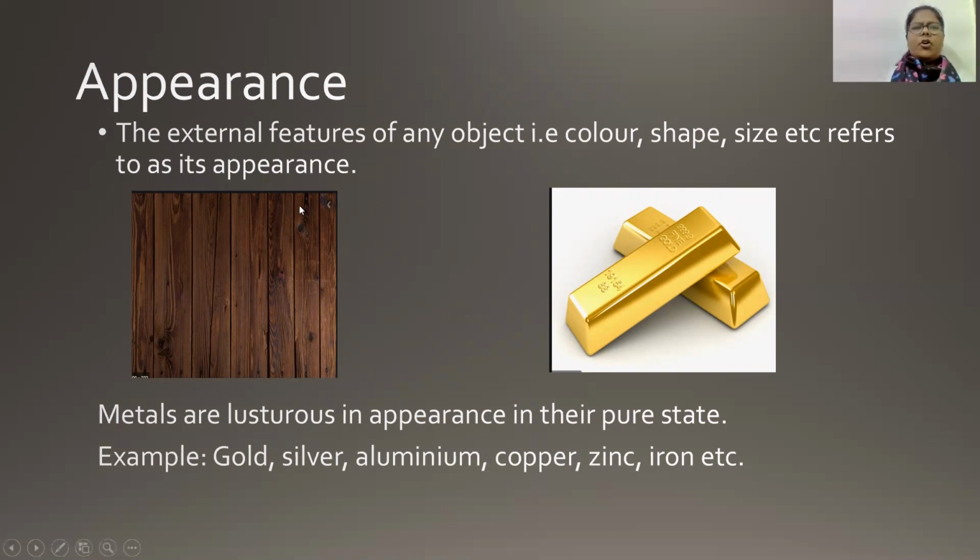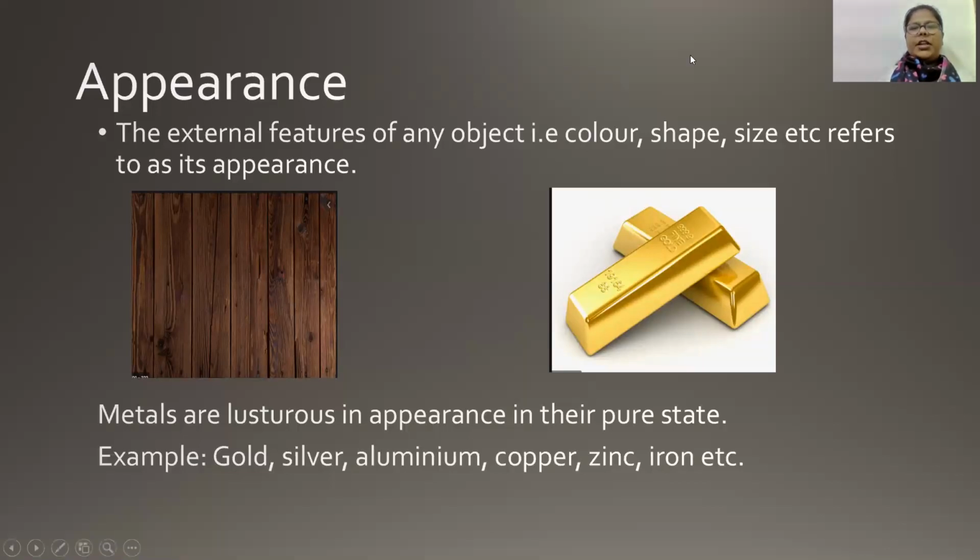For example, I have taken two pictures. First one is of a wooden block and second one is of a gold bar. When you see both these pictures, you can distinguish them very easily, because the gold bar is very shiny, whereas the wooden plank is very rough. So objects or materials can be differentiated based on their appearance.